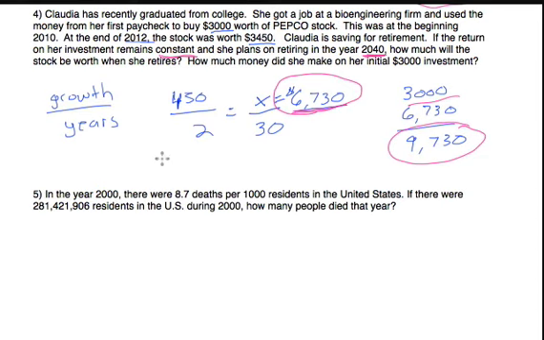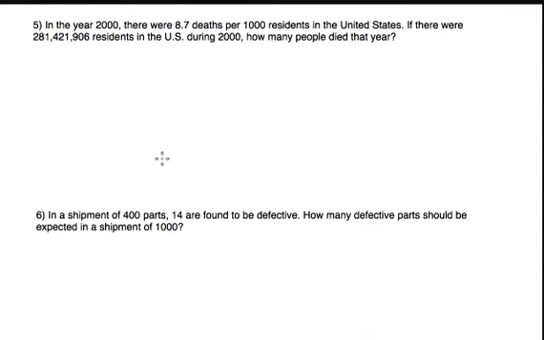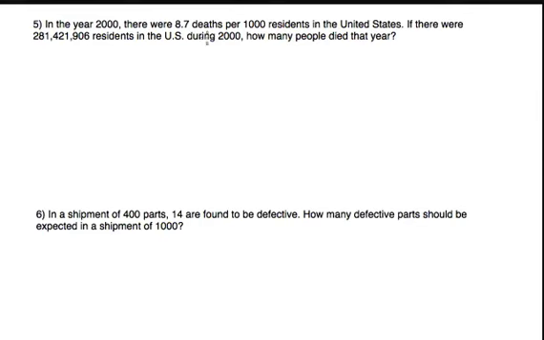Moving on. Number 5. In the year 2000, there were 8.7 deaths per 1,000 residents in the United States. If there were a certain number of residents in the United States during the year 2000, how many people died that year? Oh, how morbid. I got this from a list of questions.